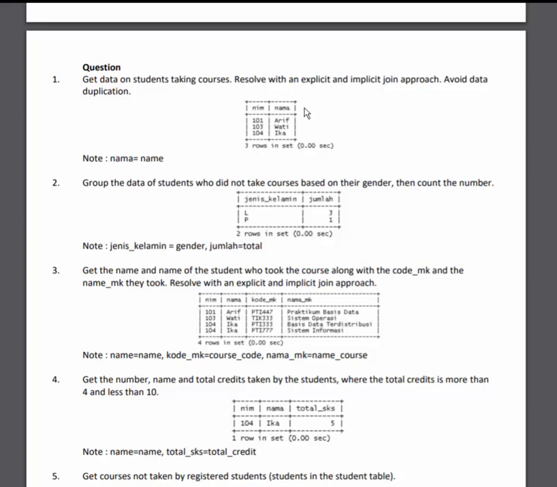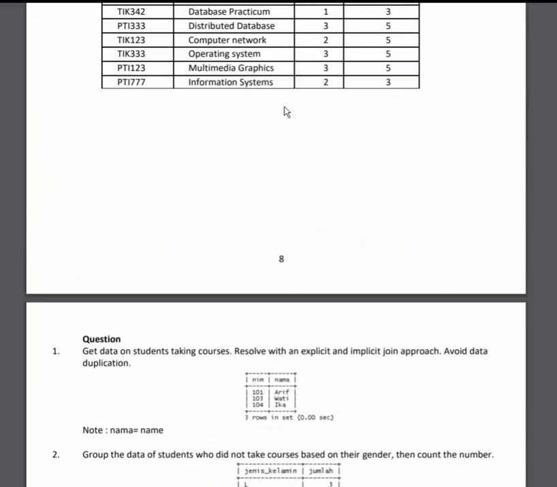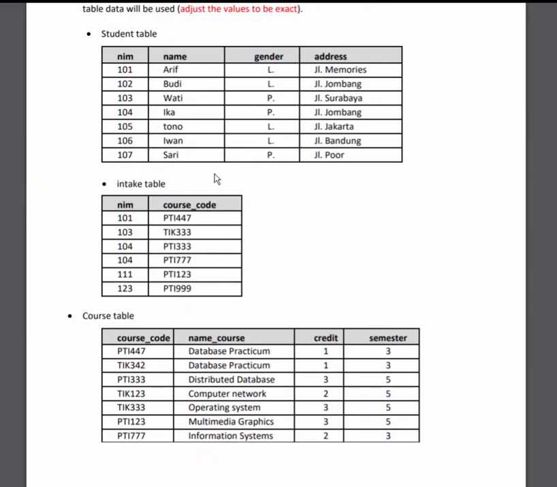So you must select this from two tables. For example, we have a name and name, for who is taking a course in this database. You can join it using the student table and the intake table. You must select which students are in this intake table. We have name here, and we have name in this intake table. You must select the students whose name data is already in here.